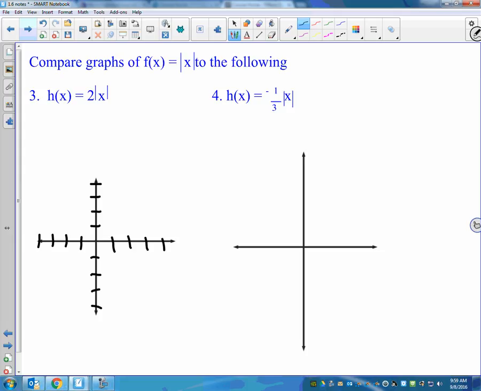So if I just graph absolute value of x, that's where it starts at 0, 0, and at 1 I get 1, at 2 I get 2, at 3 I get 3. And absolute value is always positive, so at negative 1 I get 1, at negative 2 I get 2, and at negative 3 I get 3.